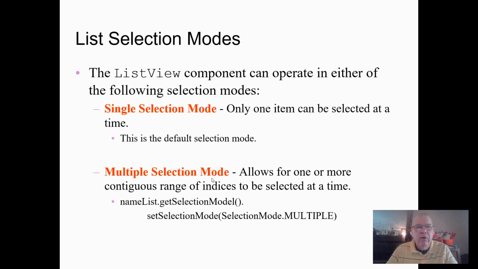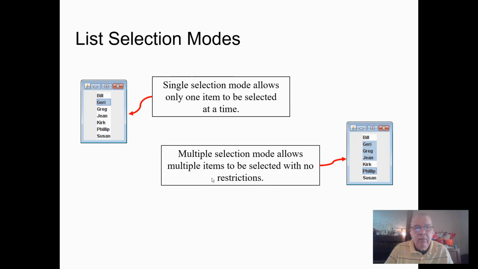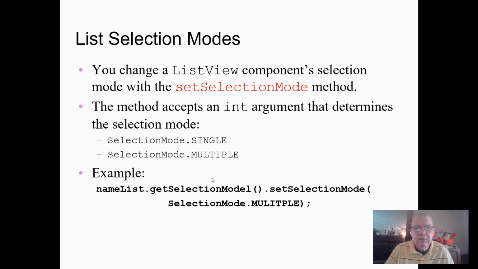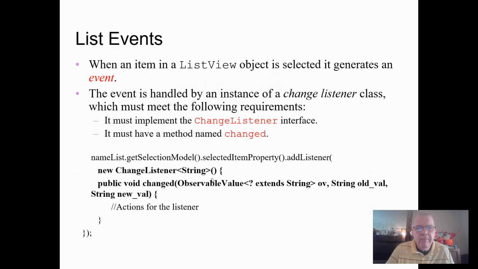So in list view mode, you can have a single selection mode or a multiple selection mode. You're very familiar with how GUIs normally work, that there's a drop-down menu. Sometimes you can select a single item, sometimes you are able to select multiples. And here's an example of what the two versions are. So you set selection mode to single or multiple.